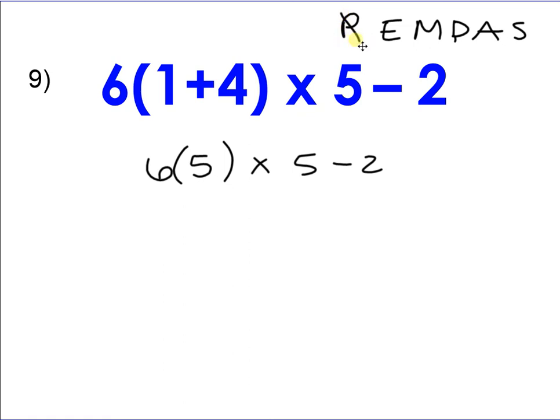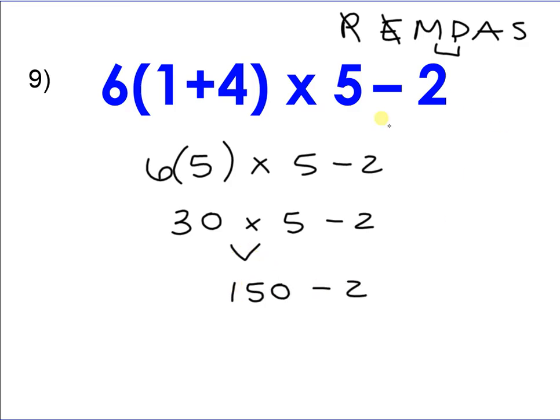So I took care of my parentheses. I do not have any exponents. I need to take care of multiplication and division in order from left to right. So here I have 30 times 5 minus 2. I still have some multiplication here. 30 times 5 is going to be 150. Bring the rest of the problem down. I'm done with multiplication, done with division. I need to look for addition and subtraction in order from left to right. I only have subtraction. 150 minus 2 is 148.